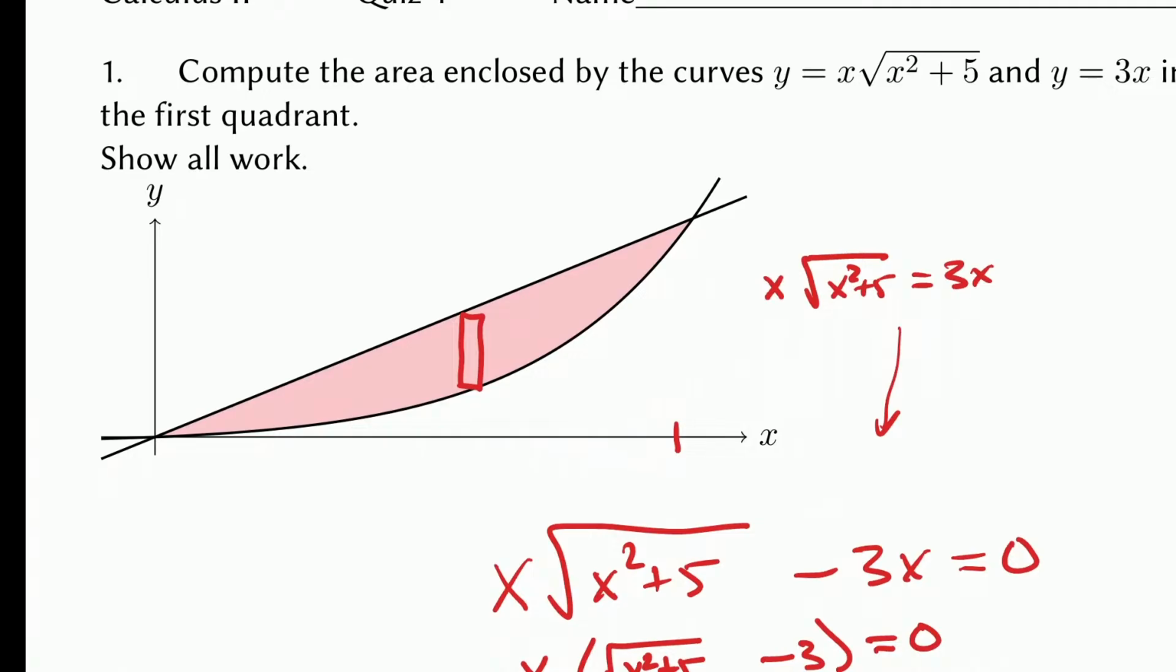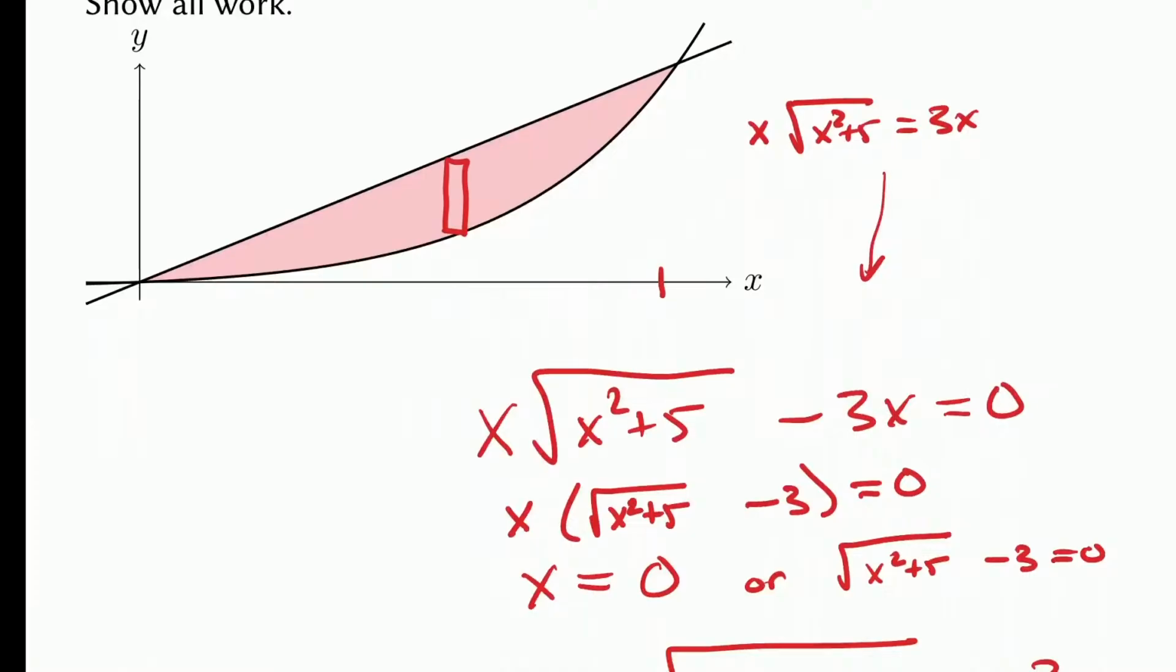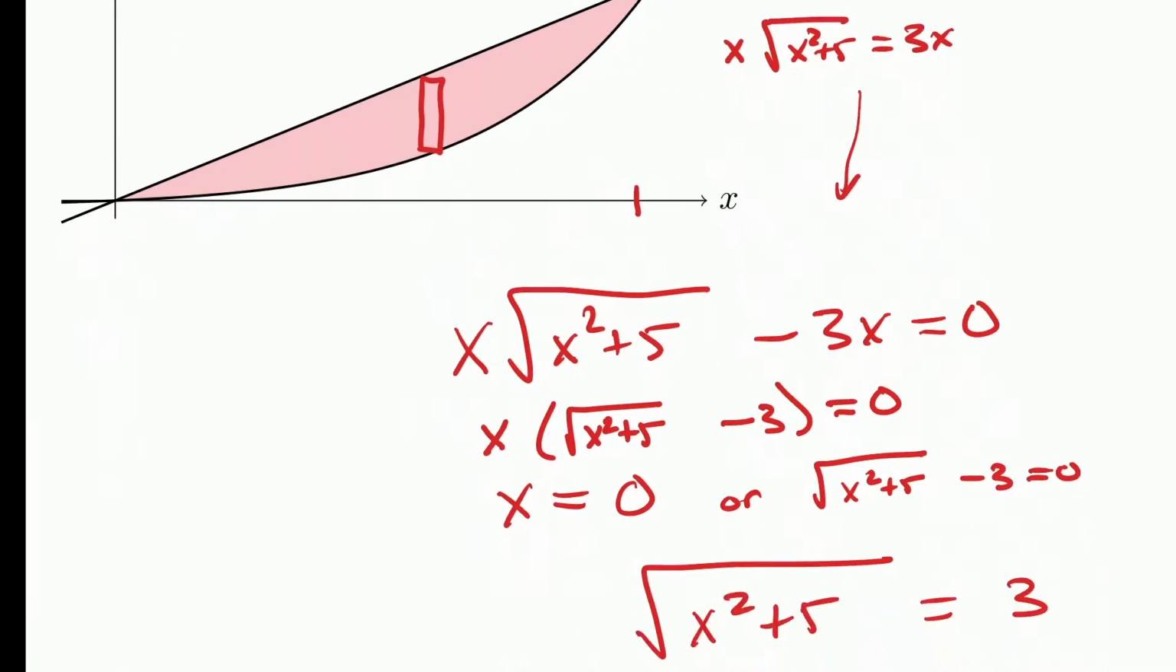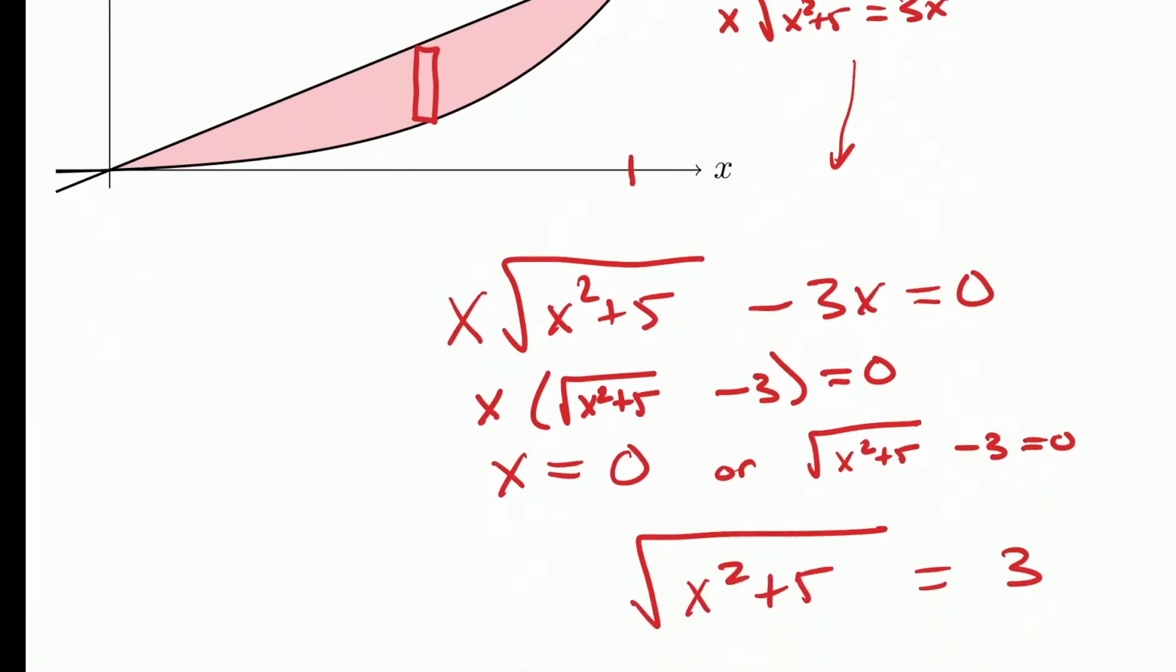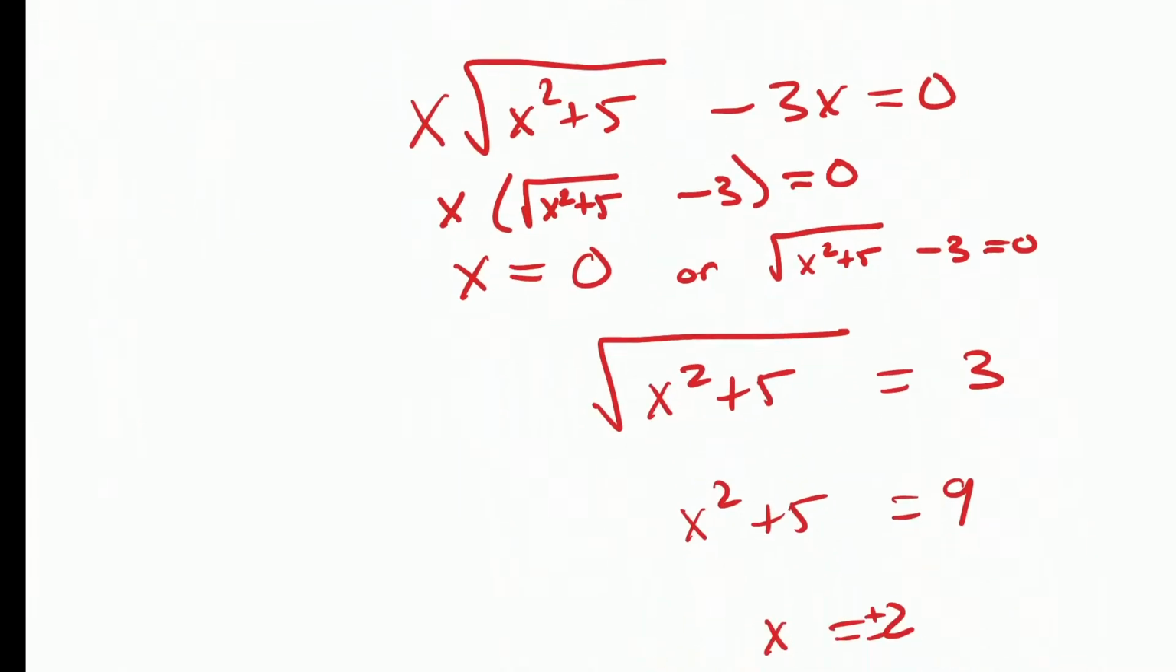Some of you might have canceled the x, which I guess is okay as long as you recognize that 0 is a solution. But anyway, I moved it over to the left, and then I got this here, factored out the x: x equals 0, or this stuff equals 0. And if you take the right-hand side and do a little bit of manipulation, you get that x is equal to plus or minus 2. So squared everything, and there it is. So plus or minus 2.